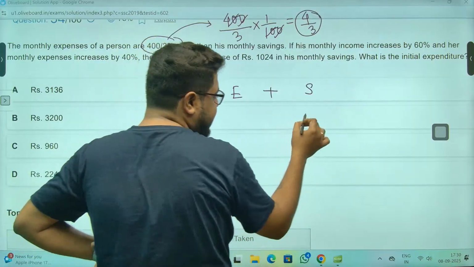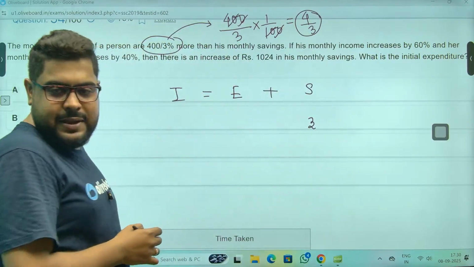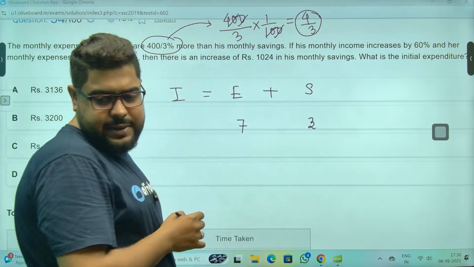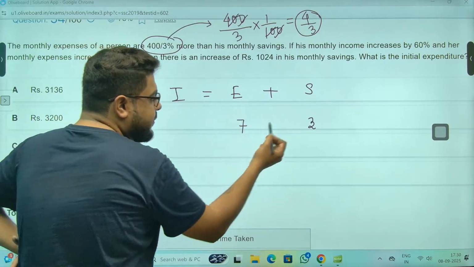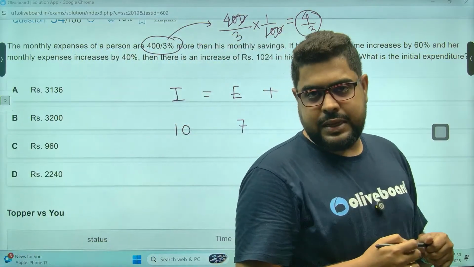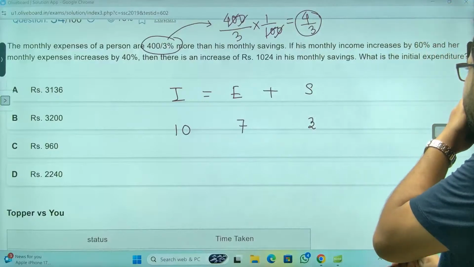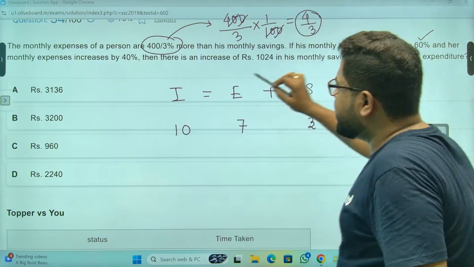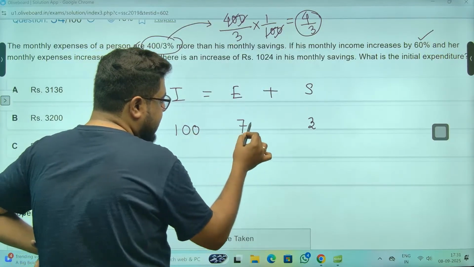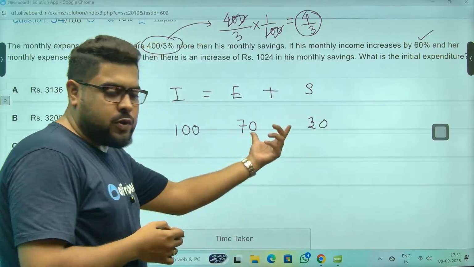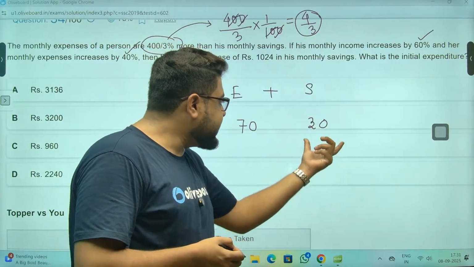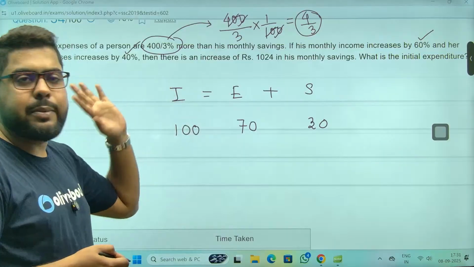So meaning, if my savings is 3 rupees, then expenditure is 4 plus 3, 7 rupees. Correct? So income is 7 plus 3, 10 rupees, because 10 is equal to 7 plus 3. This is one thing. Now, increments are given, 40% and 60%. So do one thing: make it 100, 110, 10, because calculations will be easier now. So I'm assuming savings is 30, expenditure 70, income 100.